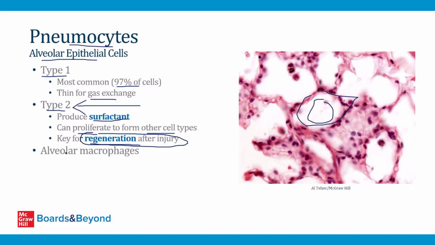And then finally, you should be aware that in the alveoli, you can also find macrophages, and these are important components of the immune system defense. And that concludes our first module on pulmonary anatomy.